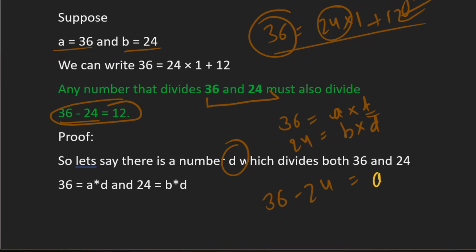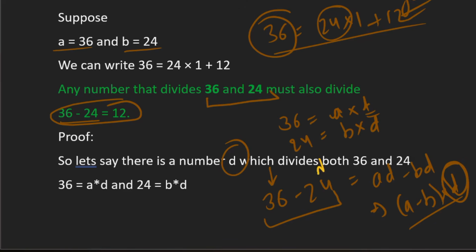So what will be 36 minus 24? 36 minus 24 will be ad minus bd, right? And we can write it as (a minus b) into d. So here we can see there is a factor d in the subtraction also. So whatever number divides 36 and 24 will also divide their subtraction value, right?